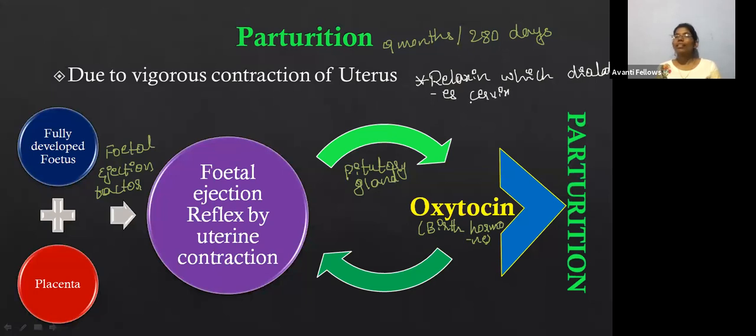Okay, relaxin hormone, which is produced by the placenta. I have shown you all the hormones which are produced by the placenta, right? So this relaxin is going to dilate the cervix so that the baby can move from the uterus to the cervix.